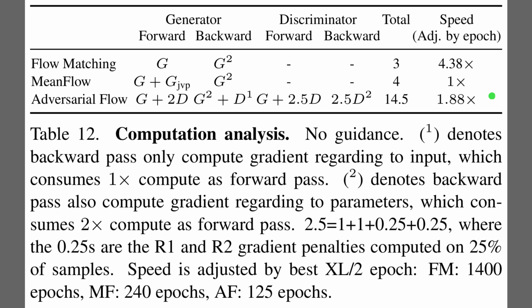Well, Table 12 breaks down how much compute each method spends per generator update step. The first row shows flow matching needs 3 units of work, but after adjusting for many more epochs, ends up about 4.4 times slower overall. Mean flow costs 4 units, yet serves as the baseline speed. Adversarial flow needs about 14.5 units per step because of discriminator passes and gradient penalties, but the reduced training epochs still make it only about twice as expensive as mean flow for clearly better Fréchet inception distance.